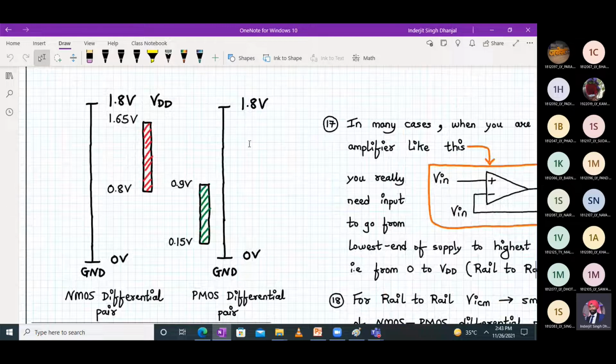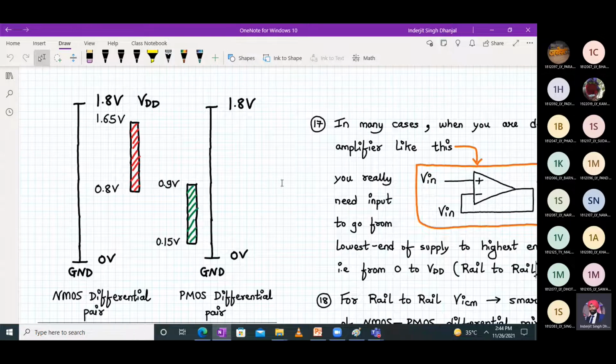If I want to draw it together, this is my supply range, 0 to 1.8 volts. This green region over here is my common mode range for a PMOS differential pair. And my red patch over here is the NMOS differential pair common mode range. So now you see the difference. We can use a smart combination of an NMOS differential pair and a PMOS differential pair so that we can increase the common mode input range.